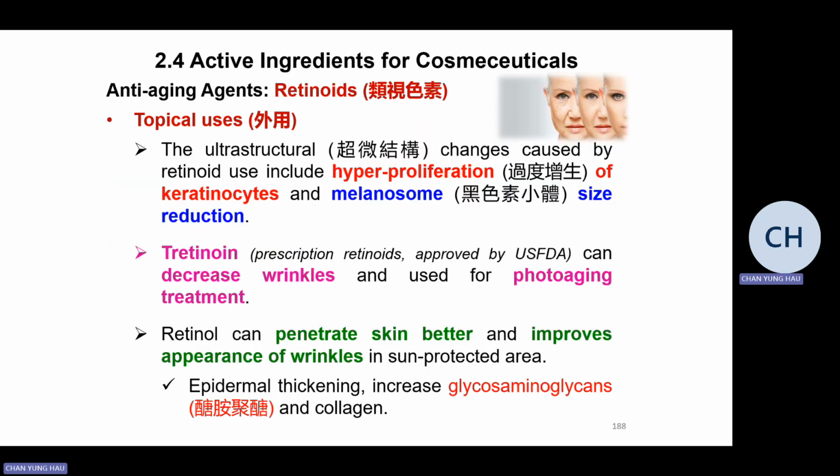The ultrastructural changes caused by the retinoid include hyperproliferation of keratinocytes and melanosome size reduction. One retinoid that we use is tretinoin, which can decrease wrinkles, and that's why we use it for photoaging treatment. Retinol can penetrate skin better and improve the appearance of wrinkles in a sun protected area.